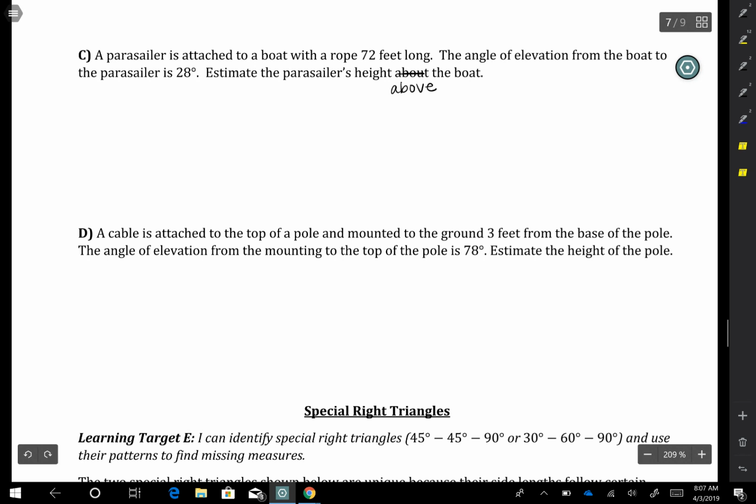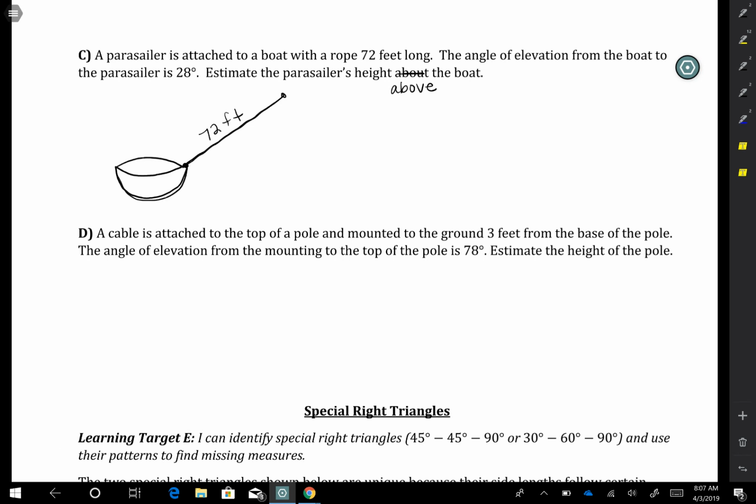Okay, so we have a boat and we have a parasailer attached to it. So I'm just going to draw a boat. It's just a beautiful boat here. Okay, so let's say the parasailer is hooked on the back of the boat with a rope. And obviously a parasailer is in the air, so this is going to go up. This rope, it told us, is 72 feet long. This is where my parasailer is. The angle of elevation from the boat to the parasailer is 28 degrees.